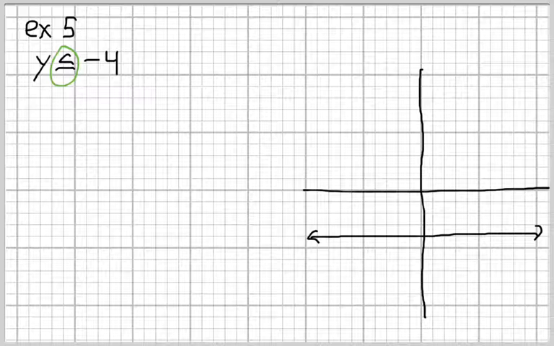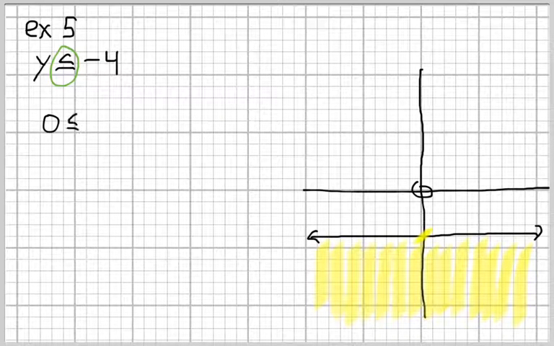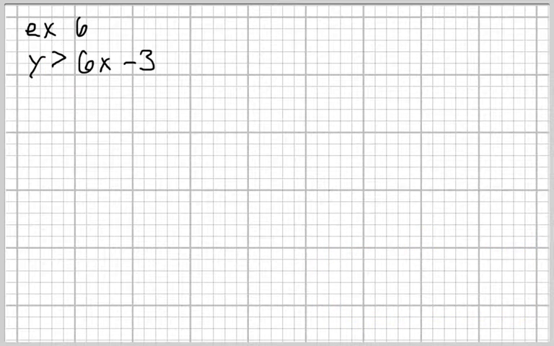Now we need to determine what side to shade. So again, if I'm standing right here on my y-intercept, which direction on the y-axis is going to be less than the y value I'm standing at? That's going to be down here. We can do the test point approach as well. (0, 0) is not on the line, so 0 less than or equal to negative 4. That is false. So when I shade, I do not want to include the part that has the (0, 0), which we did not.